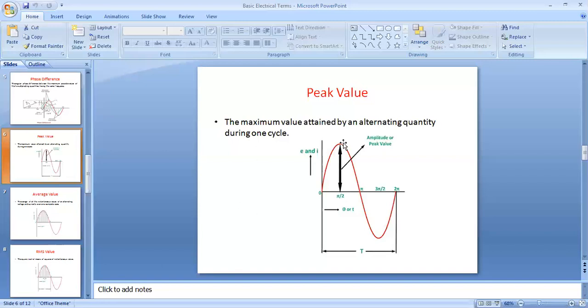The sinusoidal alternating quantity obtains its peak value at 90 degrees. 90 degrees means pi by 2. Here it is shown. The peak values of alternating voltage and current are represented by EM and IM. So here voltage and current E and I are given. The maximum value for E is EM, and for the maximum value of current we can write IM.